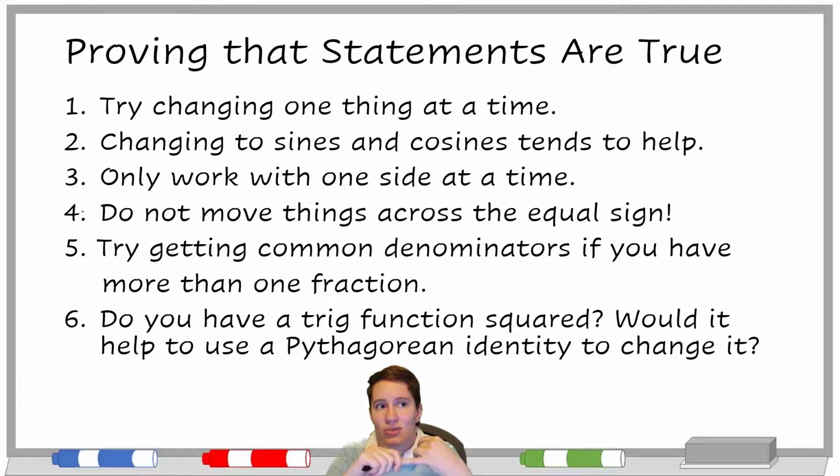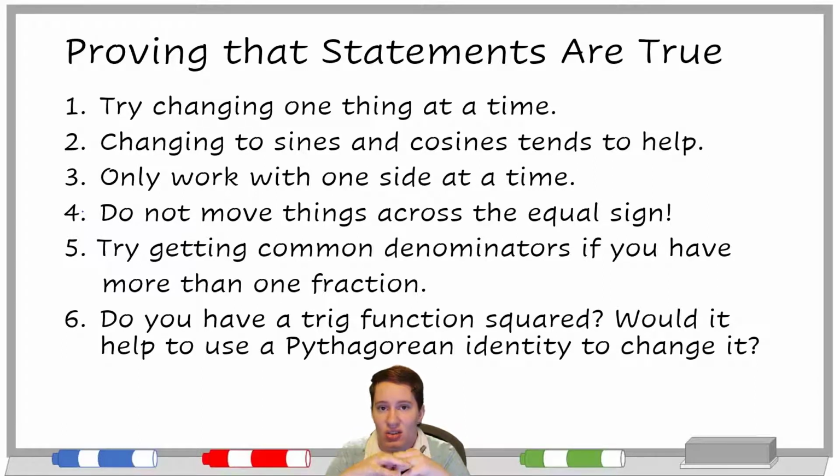Or if you realize, hey, I have sines and cosines. What if I use the Pythagorean identities to make it to where everything I have is cosines or everything I have is sines? So hopefully we'll see these in action. I have quite a few examples here.